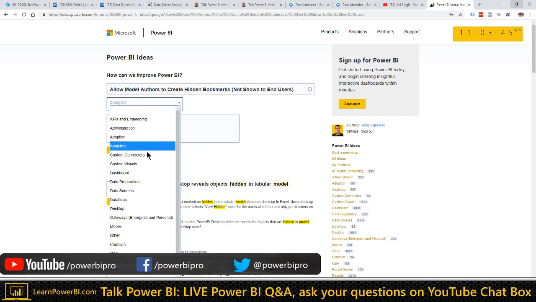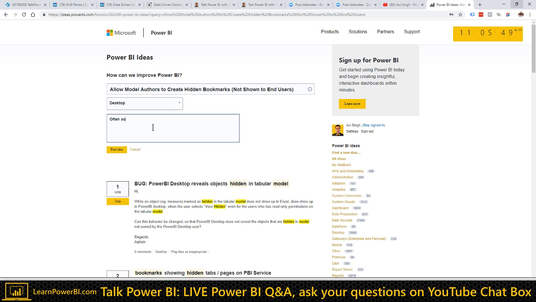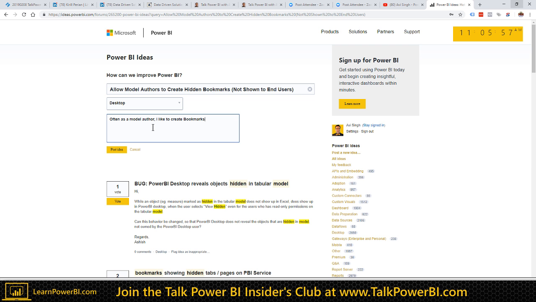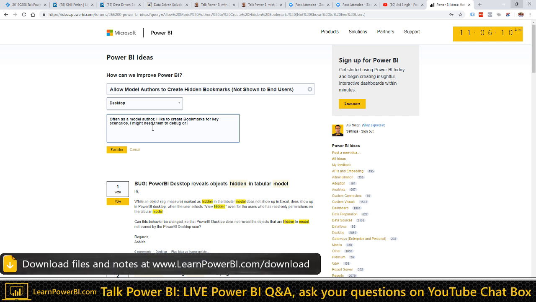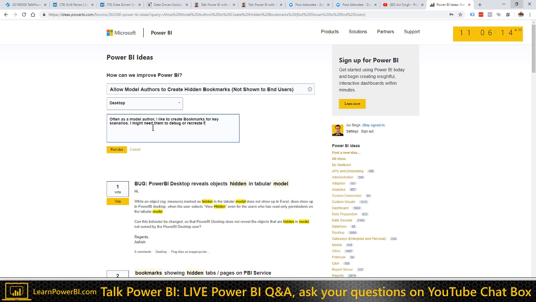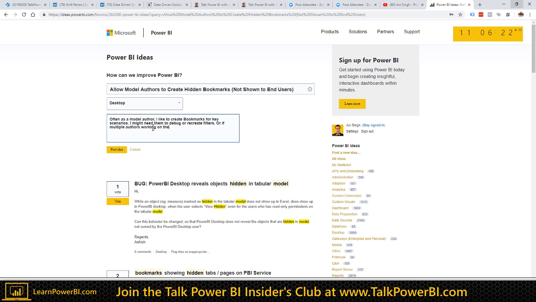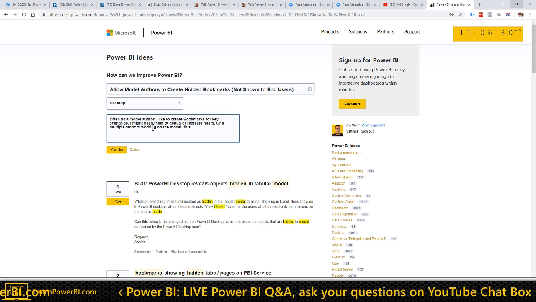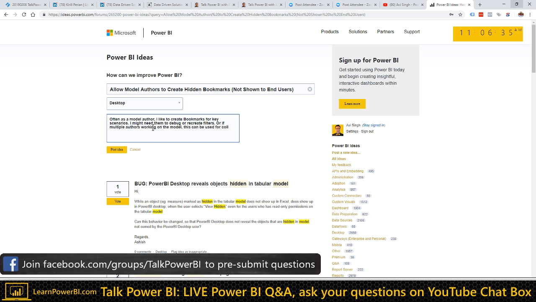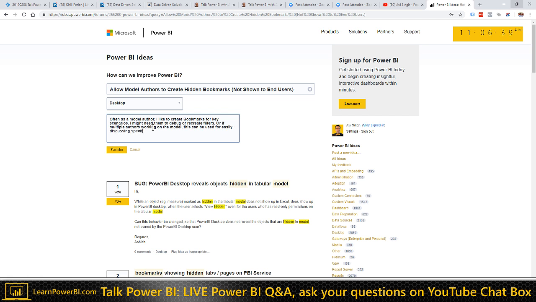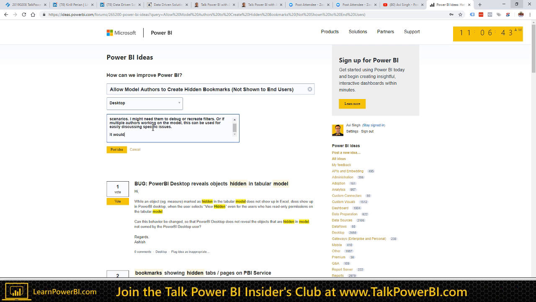Category, I think this is desktop because they define that. Often as a model author, I like to create bookmarks for key scenarios. I might need them to debug or reset filters, or recreate filters. If there are multiple authors working on the model, this can be a collaboration tool. You can say, hey, can you go look at this bookmark, there's this going on, can you fix that? Working on the model, this can be used for easily discussing specific issues. It would be really useful.